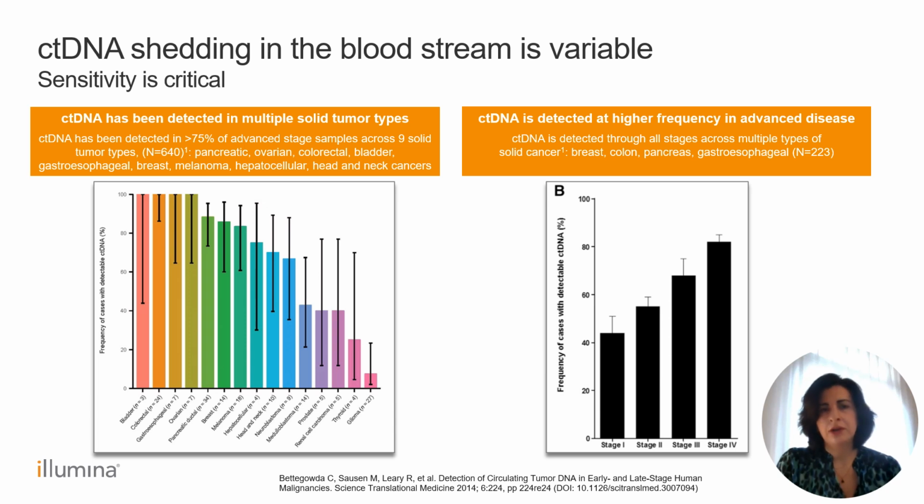We know that ctDNA can be detected in multiple solid tumors. There are tumors shedding more, there are tumors shedding less, but basically almost all tumors are shedding biological material into the circulatory system, which can be detected as ctDNA. And we also know that ctDNA levels are highly dependent on the stage of the disease and some other parameters.